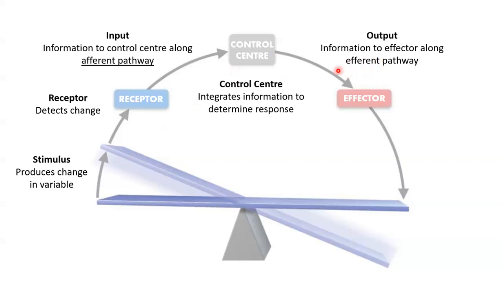How I remember efferent, E for exiting, E for efferent. So the information exits the control center along the efferent pathway. This information will then travel to the effector, and the effector is what responds to the stimulus to reduce the effect of that stimulus.